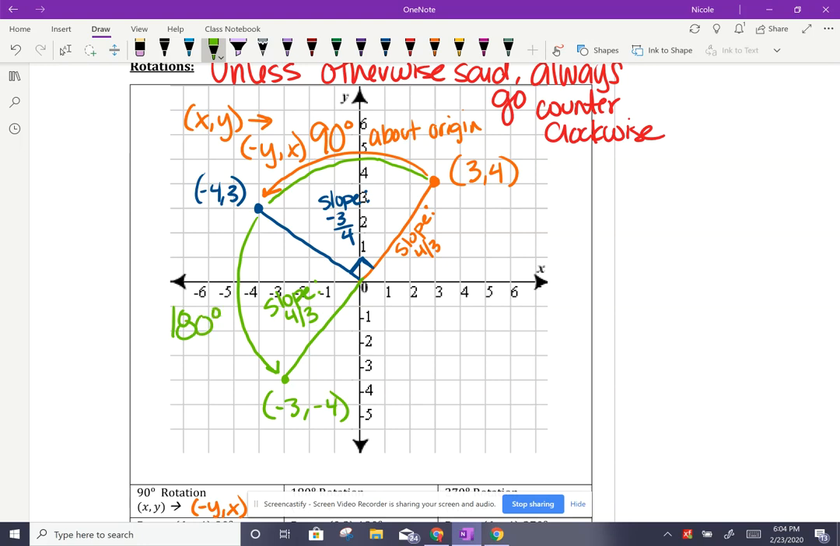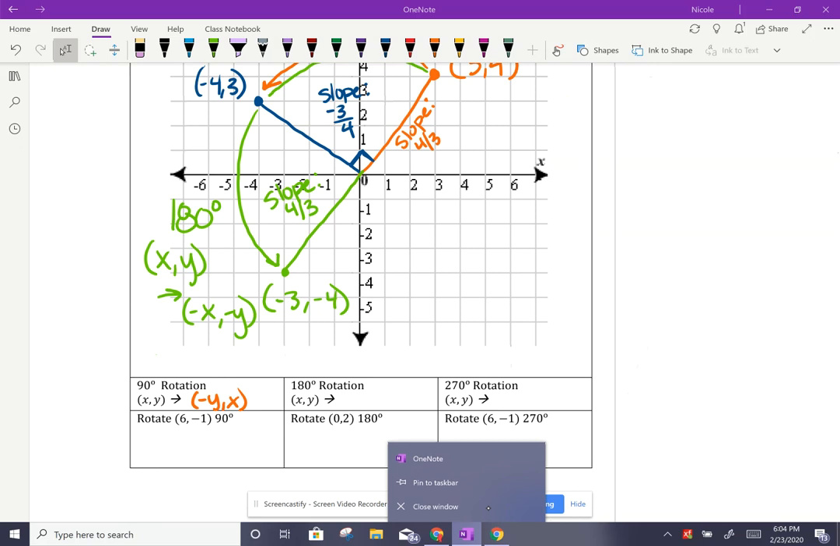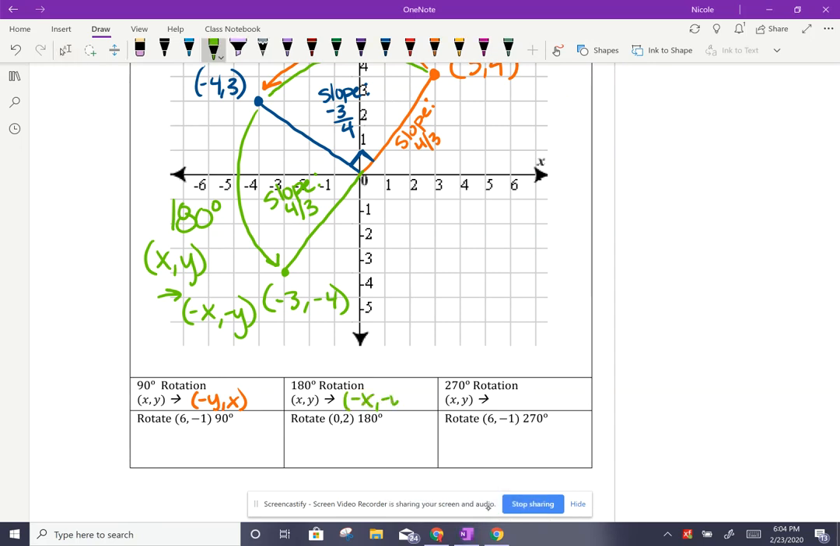And I'm going to compare these points again. When I move 180 degrees, what happens to your x and y? The signs change. So we started off with x and y, and then -x, -y. So we'll fill out our little table here at the bottom. -x, -y.